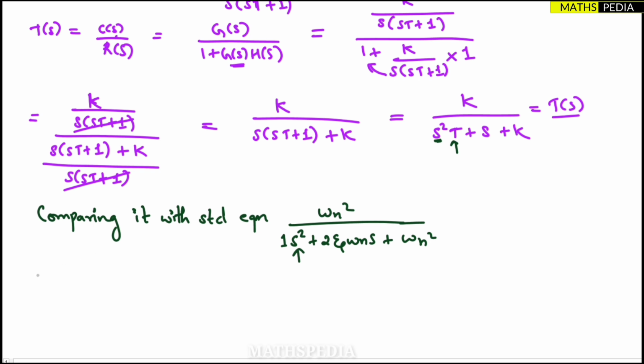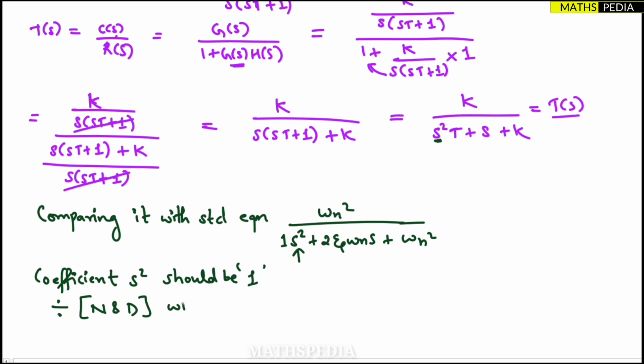That means you can just note it down that the coefficient of s square should be 1. So we have to remove this. How to remove this? We can just divide by t, so it will get removed. So divide the whole equation, that means numerator as well as denominator, with t.